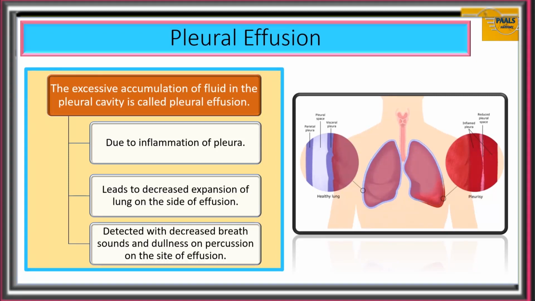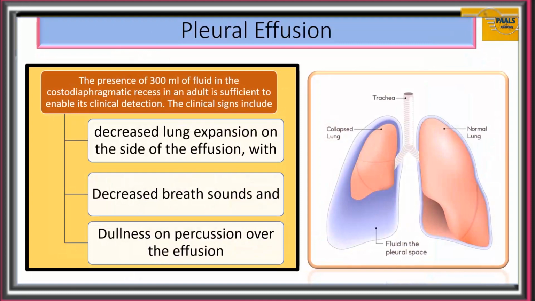We said it's excessive accumulation of fluid in the pleural cavity, and it's majorly due to inflammation of the pleura. When this happens, it will lead to decreased expansion of the lung on the side of the effusion. This can be detected with decreased breath sounds and dullness on percussion on the site of the effusion. Now, the presence of up to 300 ml of fluid in the costodiaphragmatic recess in adults is sufficient to enable its clinical detection. And some of the clinical signs include decreased lung expansion on the side of the effusion.